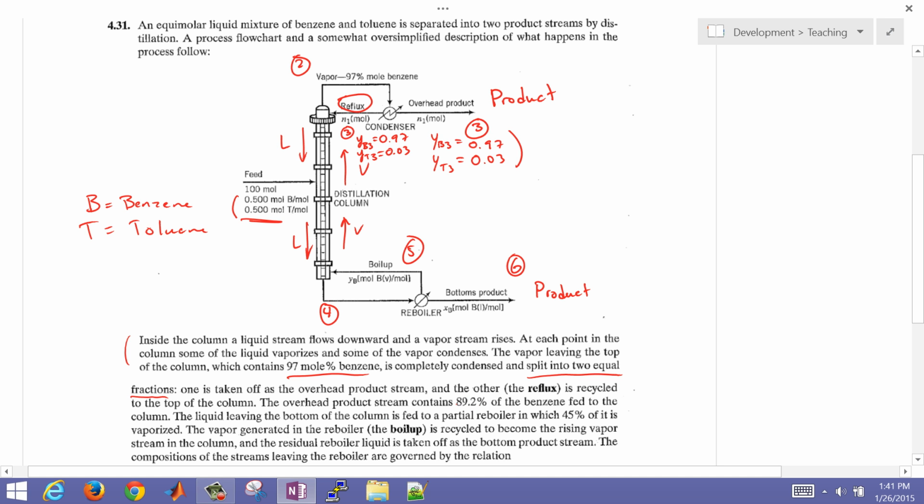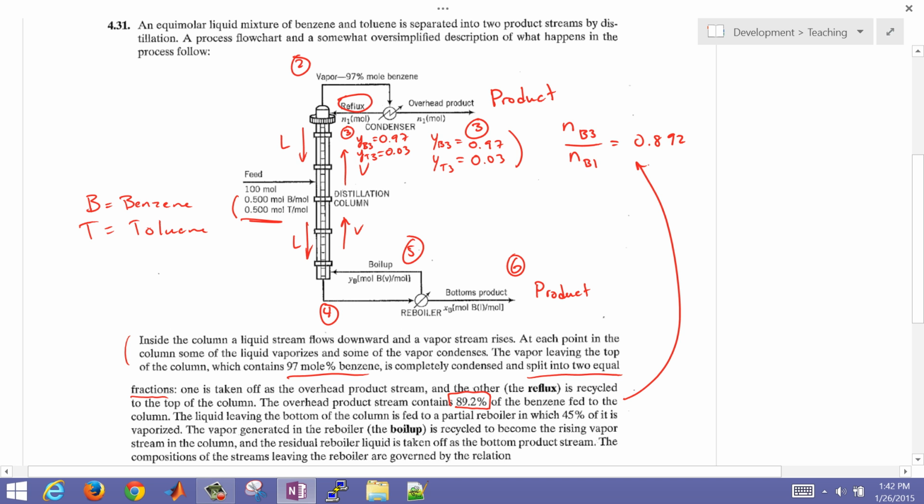89.2% of the benzene fed to the column. So this is another relationship that we can write down: NB3 divided by NB1 is going to be 0.892. So we've got that relationship right here.